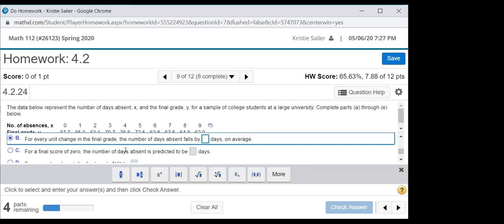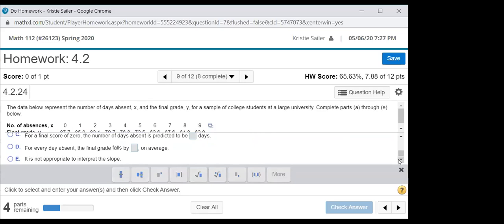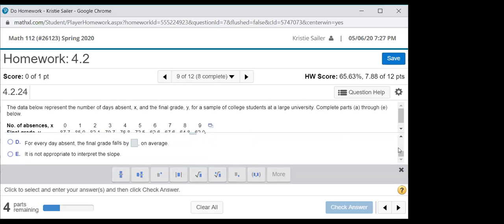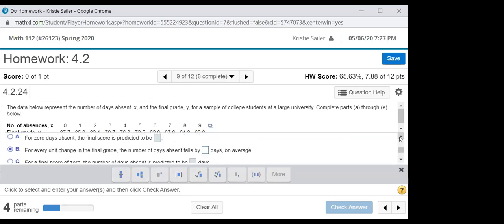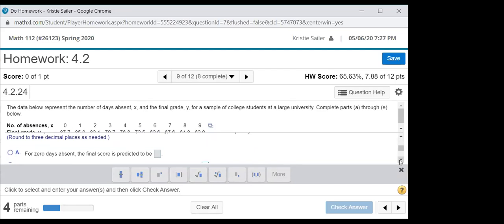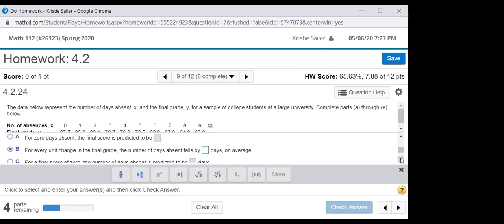For every unit of change in the final grade, the number of days absent. Wait, what? Predict the final. Doesn't really make sense, but.